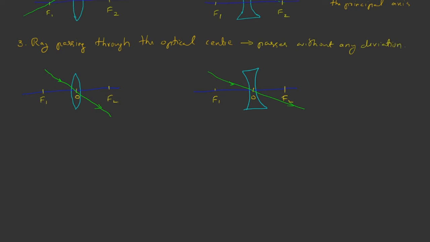So by using these three rays, we can draw ray diagrams for convex and concave lenses for different positions of object. Now we are going to study image formation of a concave lens by drawing ray diagrams using these rays. So image formation by concave lenses.